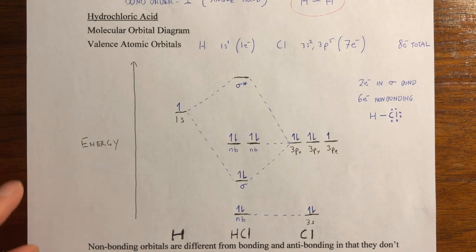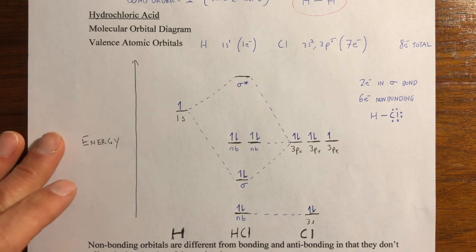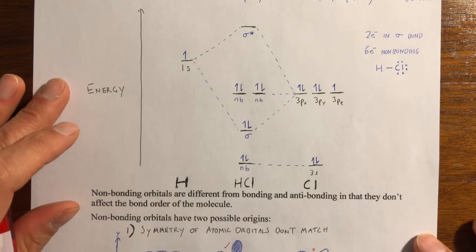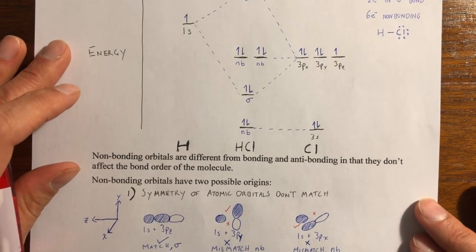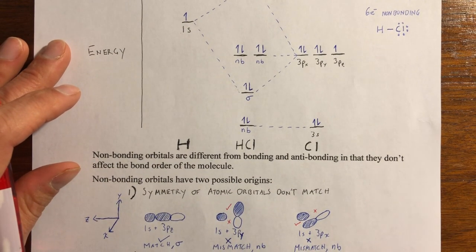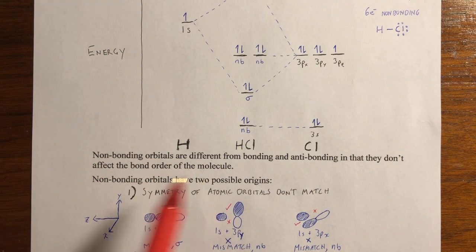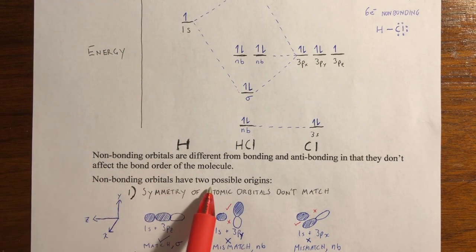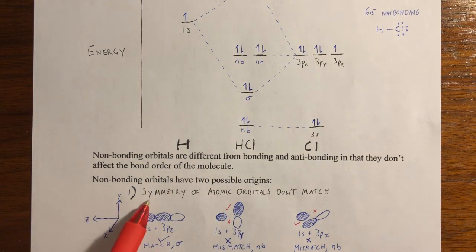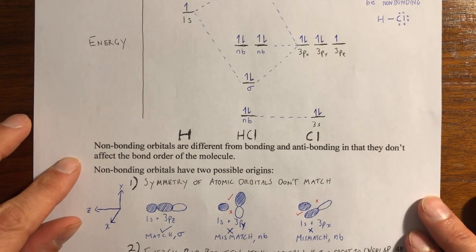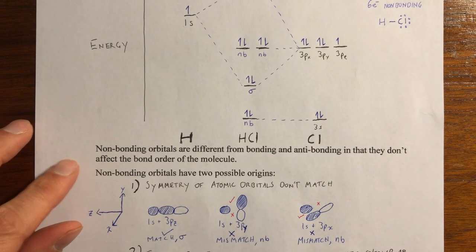Let's look at what's going on with those non-bonding orbitals, because those are interesting. Non-bonding orbitals are different from bonding and antibonding in that they do not affect the bond order of the molecule. Non-bonding orbitals have 2 possible origins. One is that the symmetry of the atomic orbitals doesn't match. That can be explained simply with a cartoon.